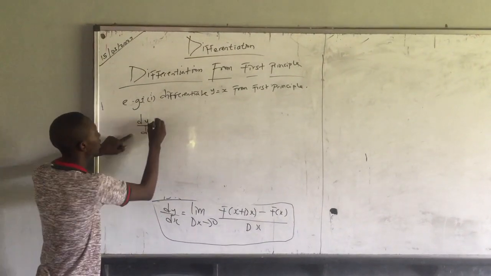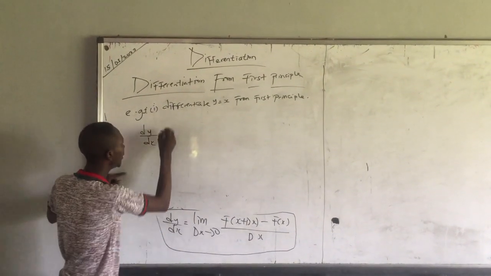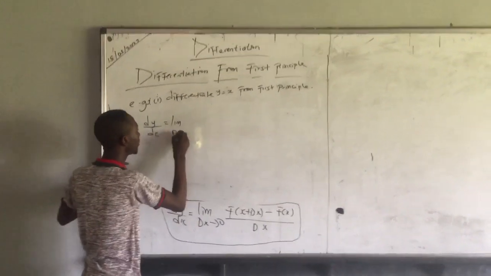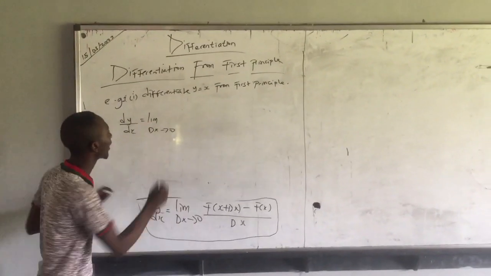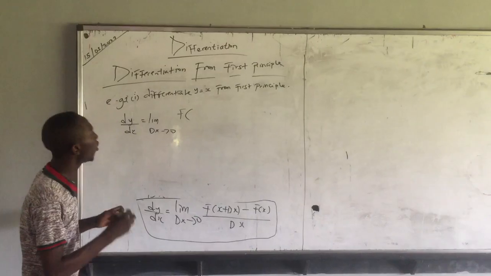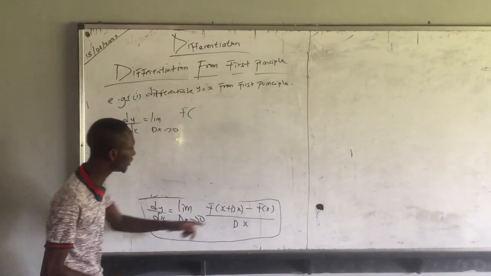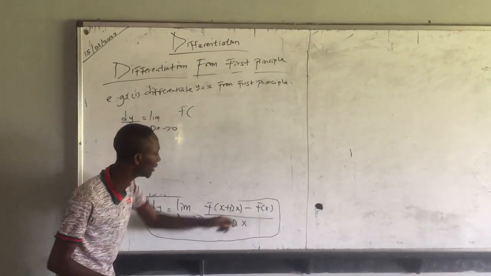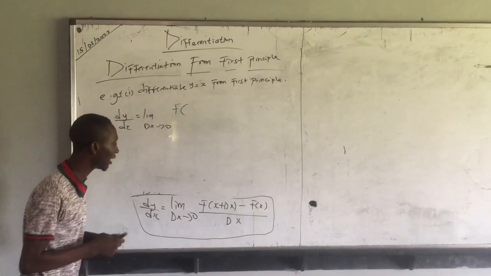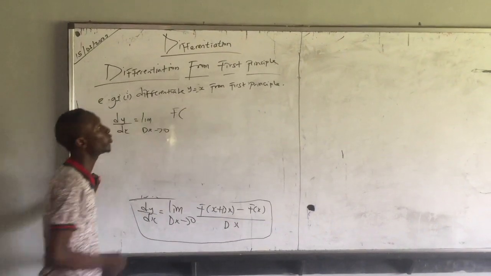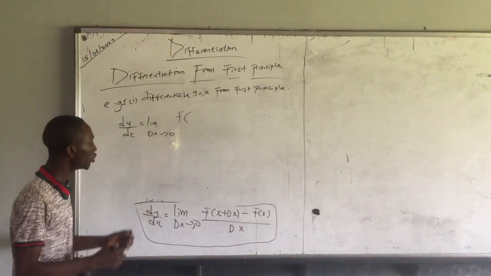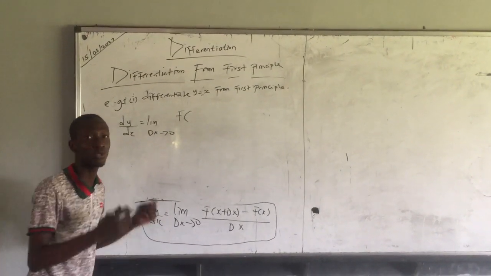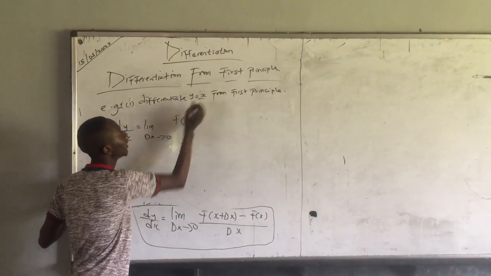So dy/dx equals the limit as dx tends to 0 of f. Now what this f(x plus dx) means is that anywhere you see x in the equation you are given in the question, just add dx to it. So now where did we see x here?